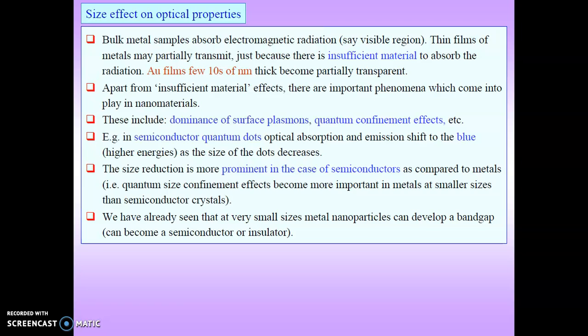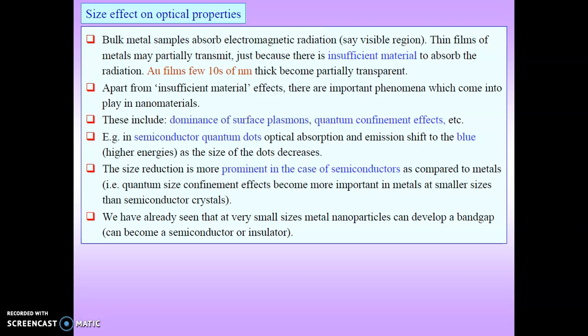Thin films of metal may partially transmit. A small size of the metal may normally transmit just because of insufficient material to absorb the radiation. For example, gold films a few nanometers in thickness become only partially transparent. Apart from insufficient material effects, there are important phenomena which come into play in nanomaterials. This includes dominance of the surface plasmons, quantum confinement effects, etc.